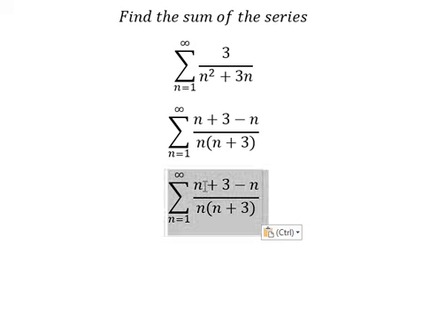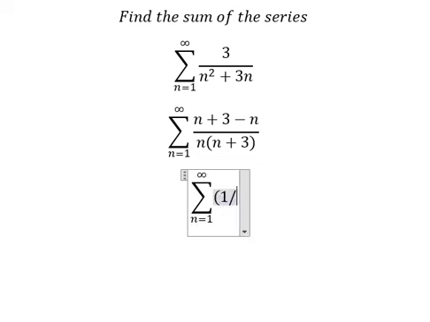So this one, divide by n plus 3, we have number 1. This one, divide by n, we have number 1. So we have it like this.